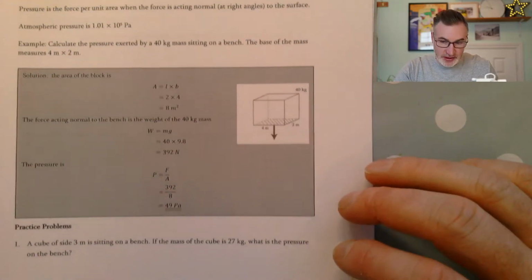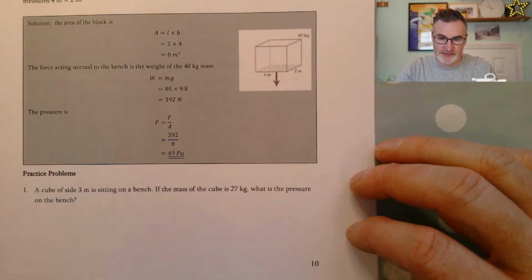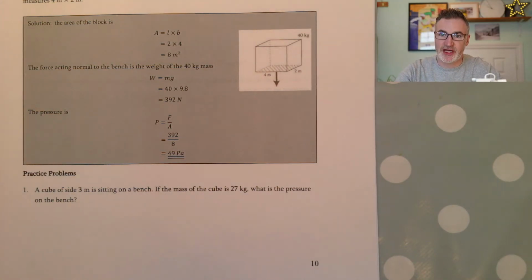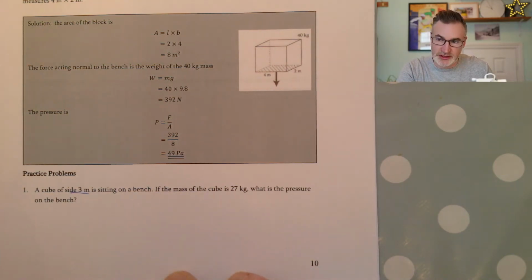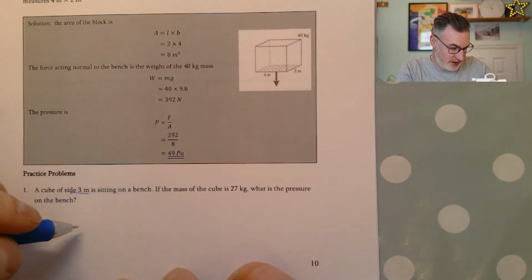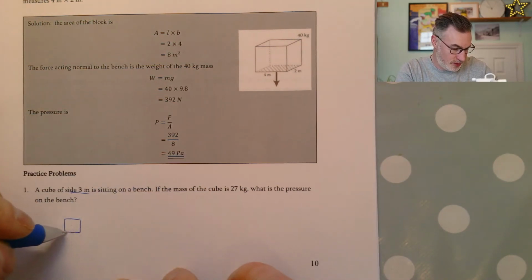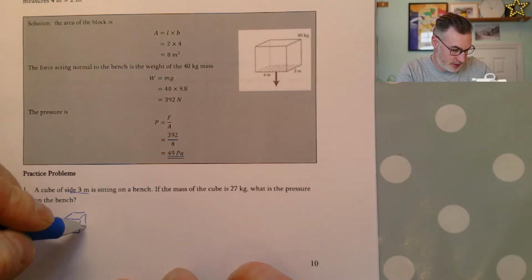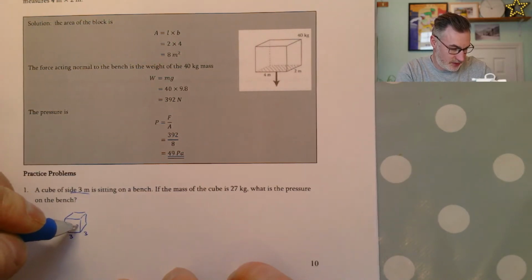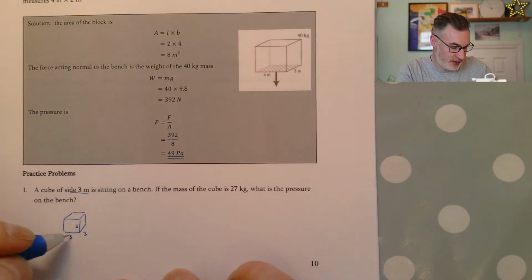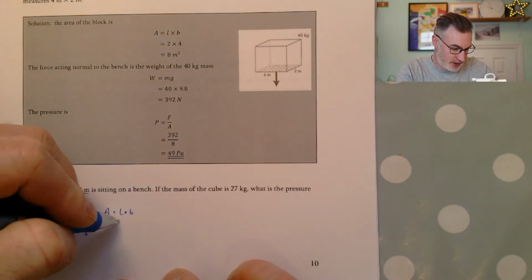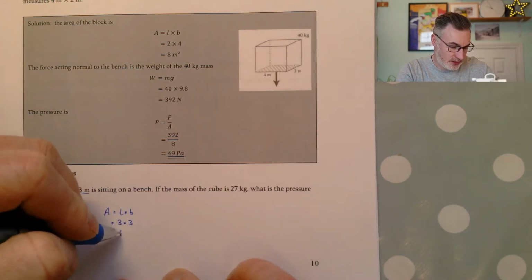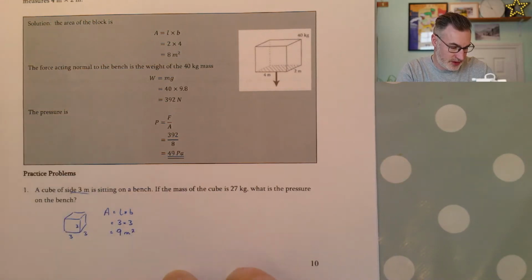So starting on page 10, we have this cube of side 3 meters sitting on a bench. If the mass of the cube is 27 kilograms, what is the pressure on the bench? Now, we have a cube 3 meters, and so we need to work out the area. It'll have 3 and 3 and 3, although we don't need to use this 3, but the area of the cube is length times base, which is just 3 times 3, which is 9 meters squared.